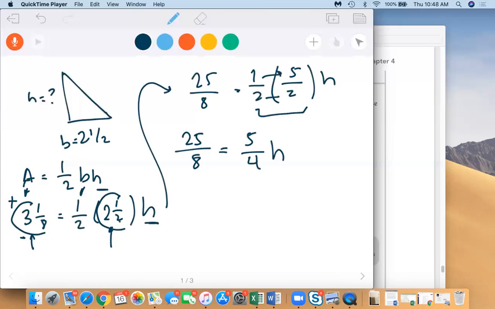5/4 times h. Now, one of the things that we talked about on Tuesday was how to clear that fraction so that we can get h by itself. Does anybody remember how to do that? Nobody? Find the LCD. That's a good thought, but remember, that was when we need to clear the fractions from the whole problem. That's a really good point, Shannon.